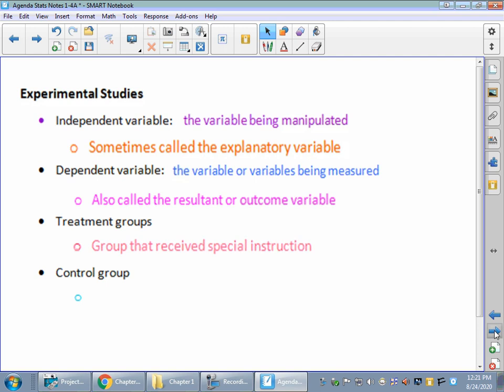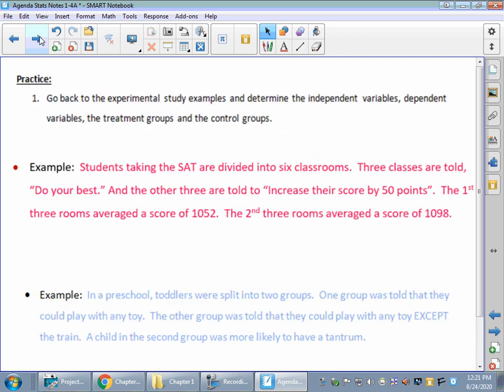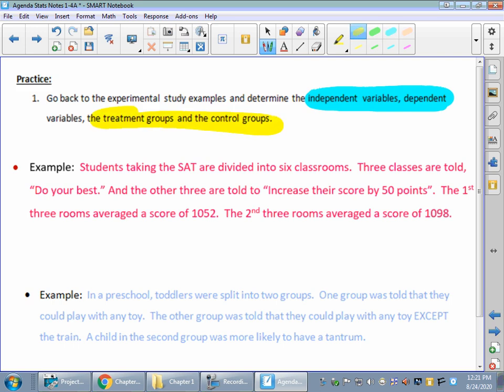The treatment group is the group that received the special instruction. The control group is no special instruction. They just go about business as usual. Nothing has changed with them. So if we go back to those other 2 scenarios that I just gave you, let's do the SAT example. I would like to know what is the dependent and independent variables, and then I would also like to determine what's the treatment group and the control group.